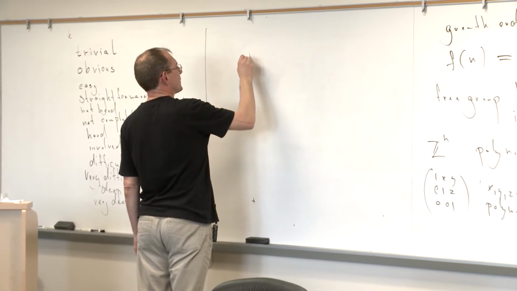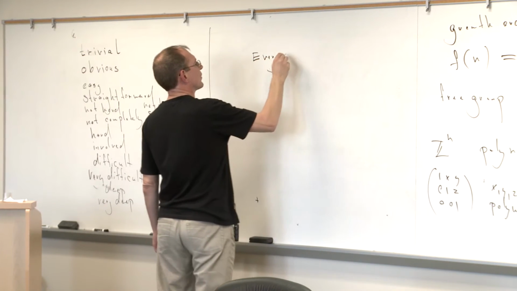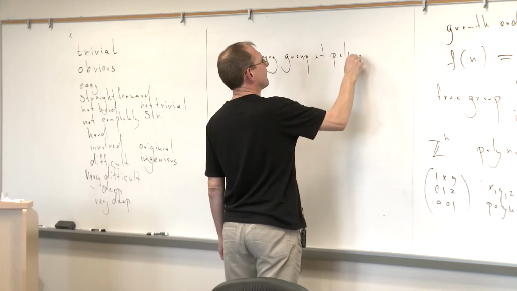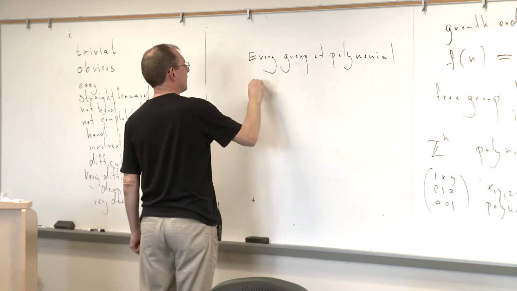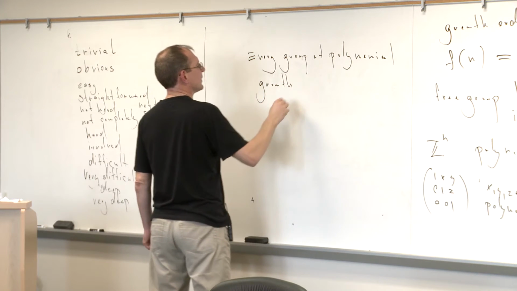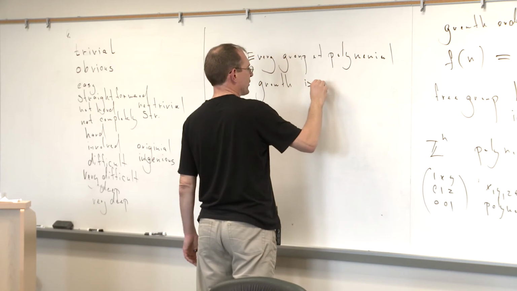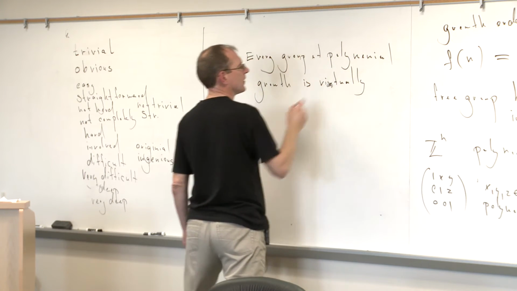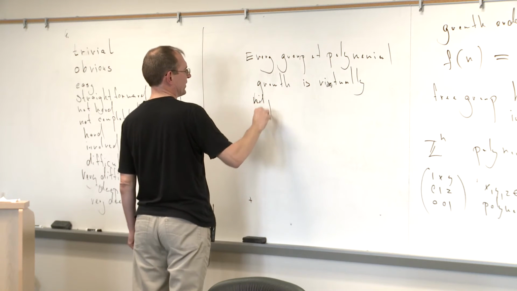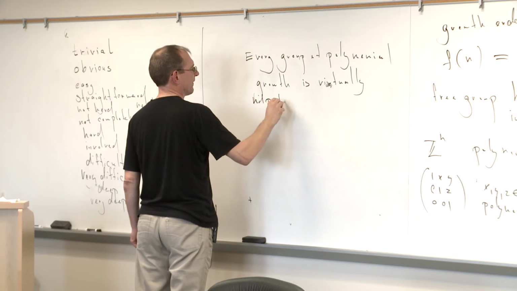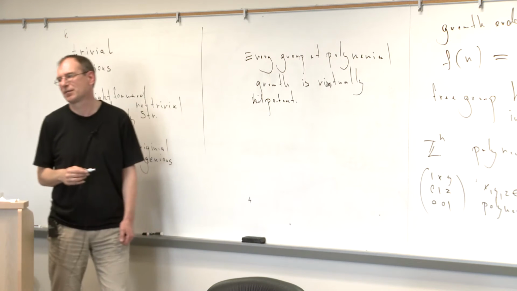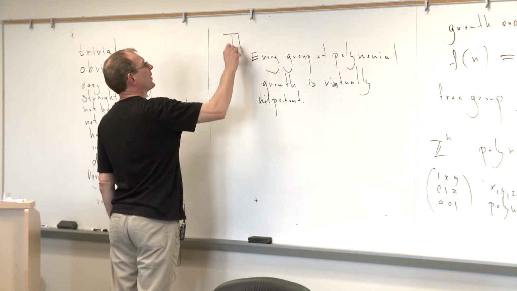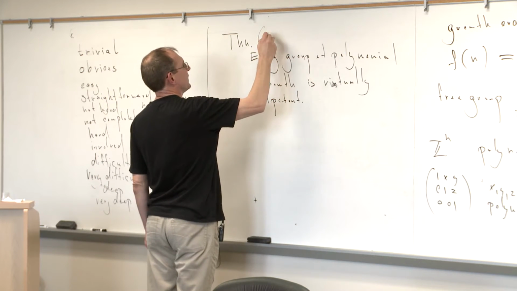So the conjecture was that every group of polynomial growth is, the term is virtually nilpotent. I mentioned this term already yesterday as the most basic and elementary fact about polynomials here. And it turns out that this is a theorem now, proved by Gromov in the 1980s.